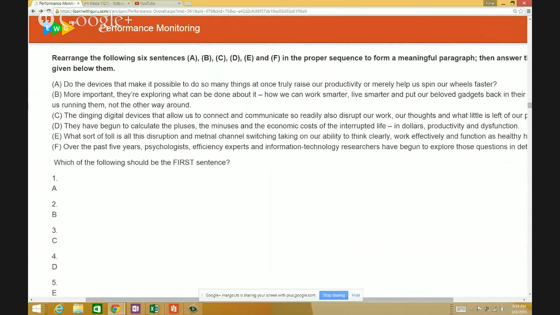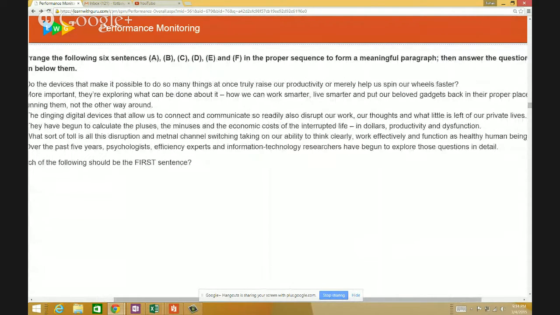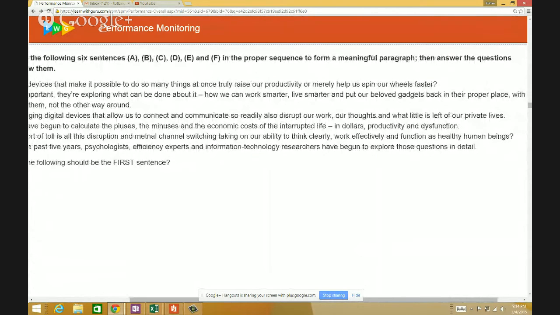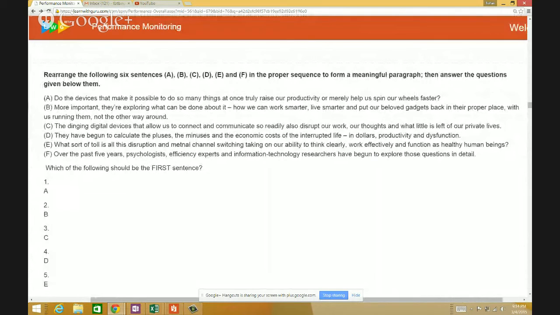The third one: the dinging digital devices that allow us to connect and communicate so readily also disrupt our work, our thoughts, and what little is left of our private lives. Now they are talking about digital devices. Look at A and look at E for a while. "Do the devices that make it possible to do so many things truly raise our productivity, or merely help us spin our wheels faster?" Now this is a question. So this definitely cannot be the starting sentence, because there's a question about the devices, which means we have to have a description about a device, which is there in option C.